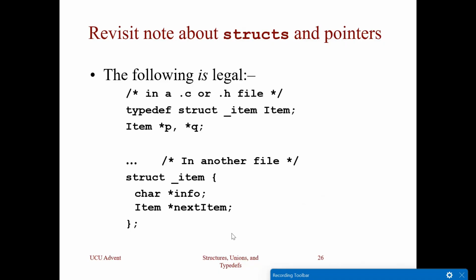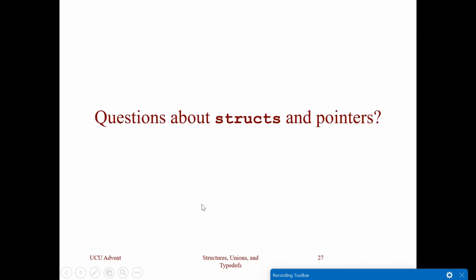If we are to revisit our structure and the pointers that we did before, typedef struct item can create item, and then have item pointer p and pointer q. Then we can have struct item having char pointer info, and item pointer next as well. So if you have questions about this, please send them through, and I'll be happy to answer concerning structures and pointers.